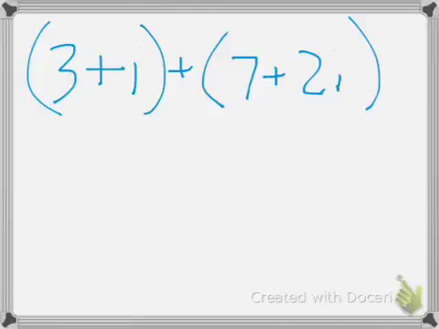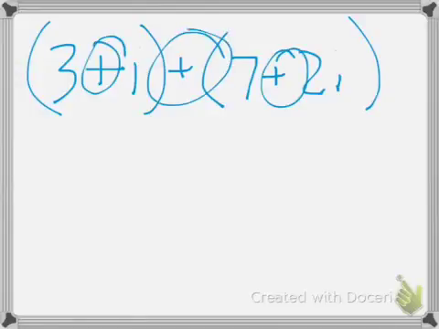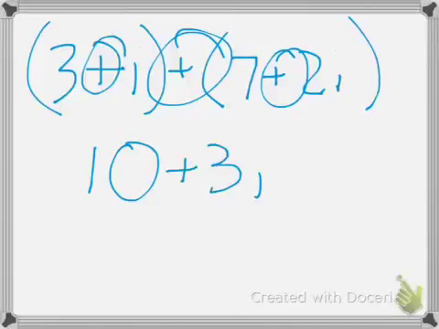It doesn't really matter what symbols are right here and right here, as long as the symbol right here is addition, we're just combining like terms to add them. So 3 plus 7 is 10, and i plus 2i is 3i. 10 plus 3i is our answer.